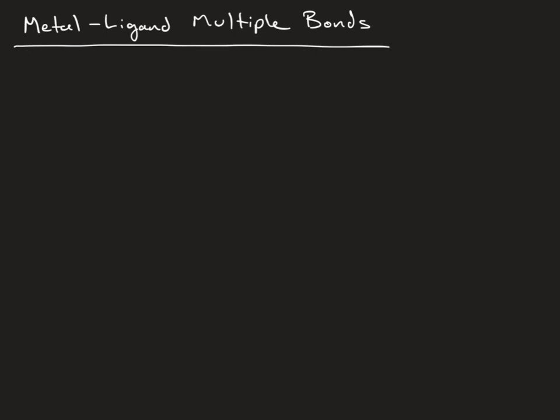This video is a quick introduction to metal-ligand multiple bonds, and we're going to be looking at some examples of oxo compounds, which have an O2- moiety, and nitrido compounds, which have an N3- ligand attached to it.